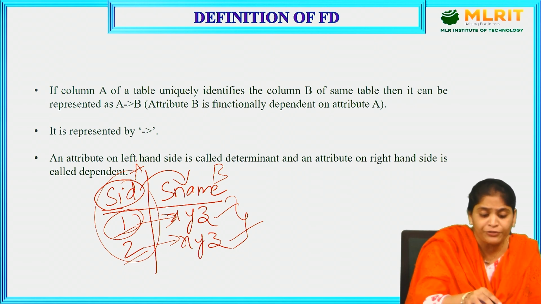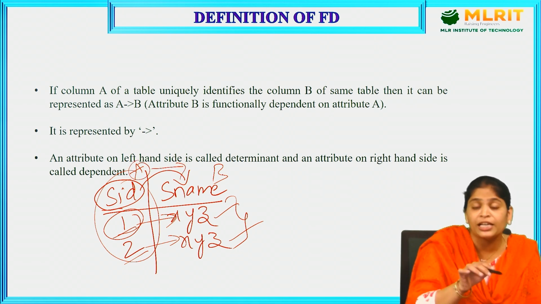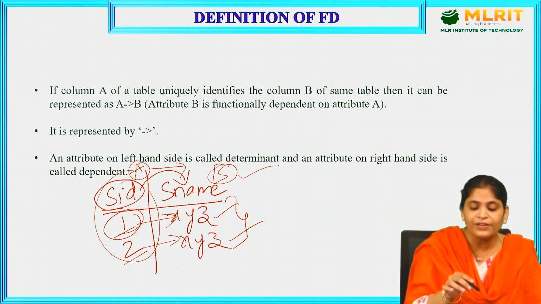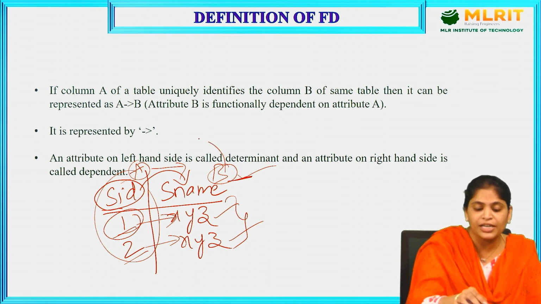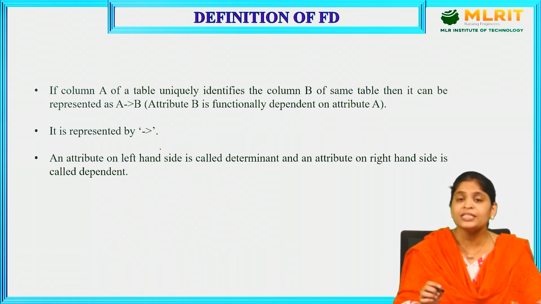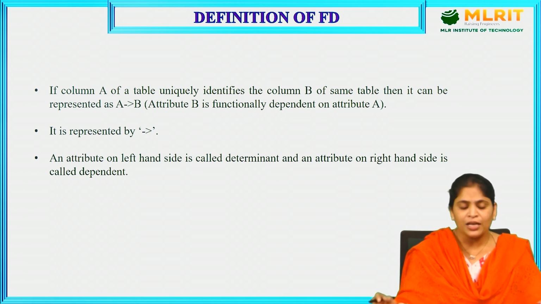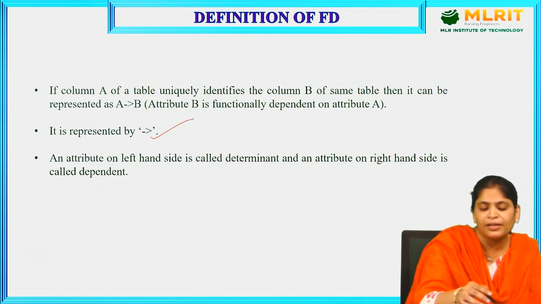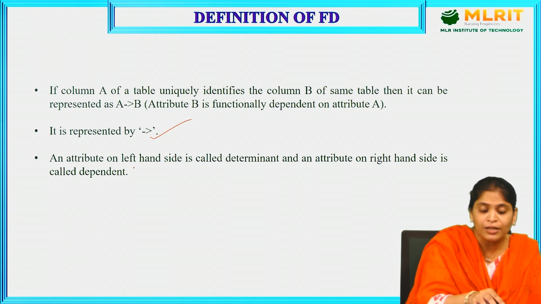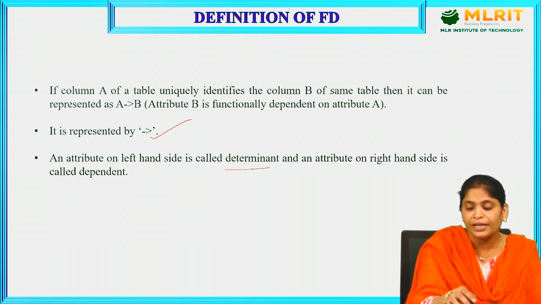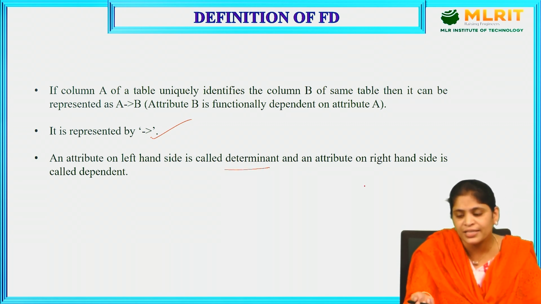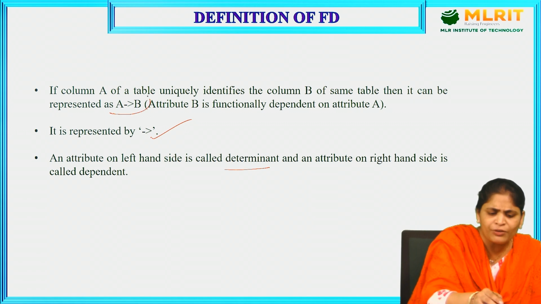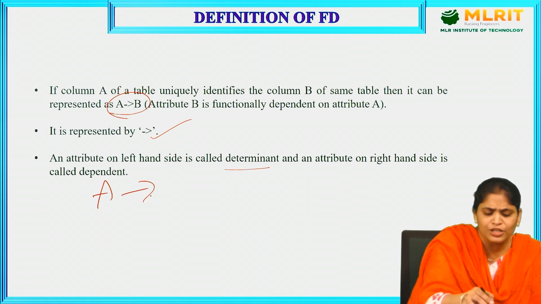If A derives B uniquely, then we can say that B is functionally dependent on A. It is represented by the arrow symbol, and the attribute on the left hand side is called the determinant and the attribute on the right hand side is the dependent. So here we call it A tends to B.